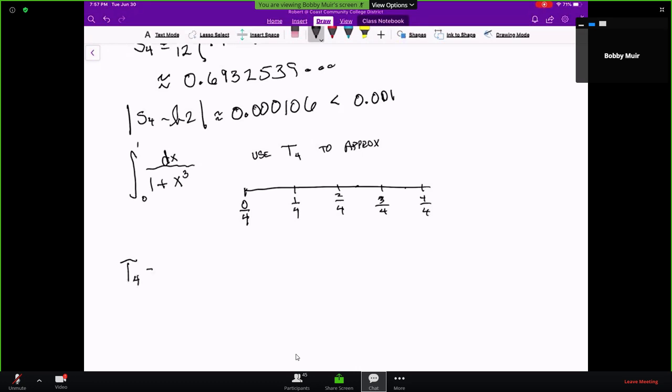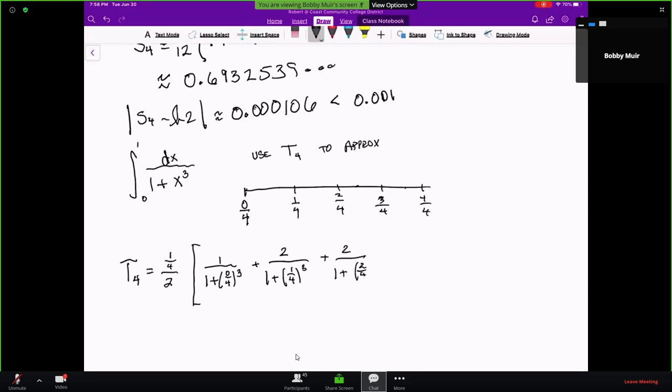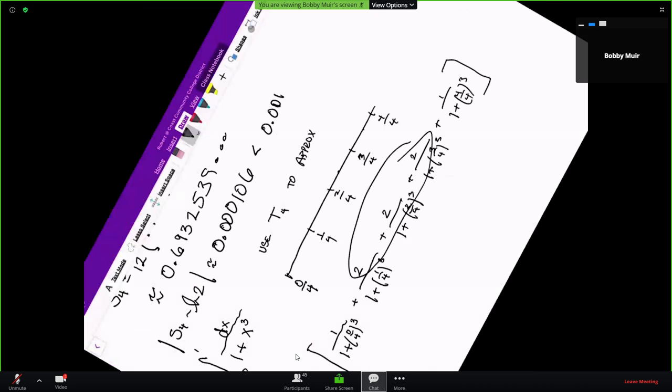So T4 is going to be this delta x, which is 1/4 divided by 2, times, plug in the first guy: 1 over 1 plus 0 over 4 cubed, plus 2 over 1 plus 1 over 4 cubed, plus 2 over 1 plus 2 over 4 cubed, plus 1 over 1 plus 4 over 4 cubed. That's what I would want to see. That you know to do the twos, you know to feed the number into the function, that's it. And then maybe a bounding question. But all I'd want you to do is to show me this chain right here.